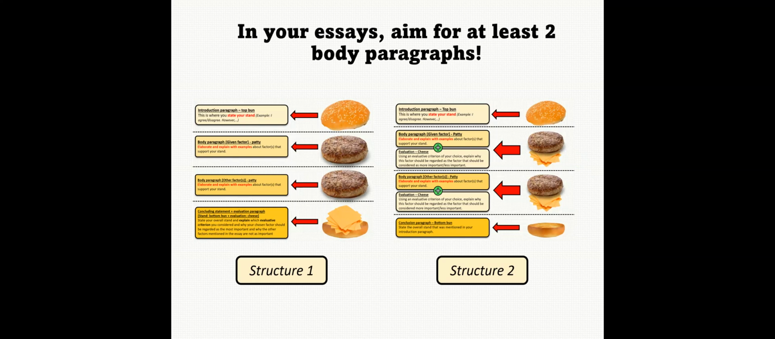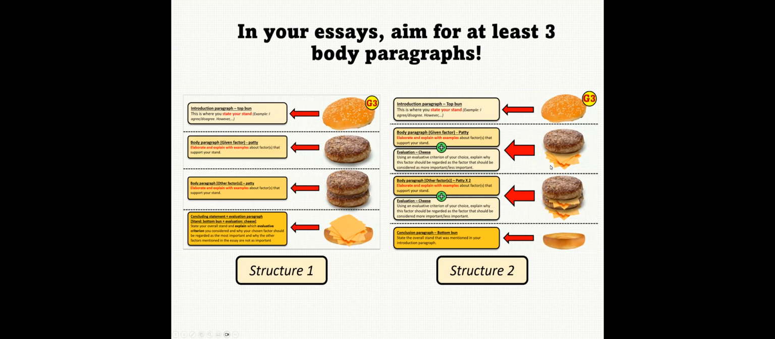In your essay, aim for at least 2 body paragraphs for G2. For G3 students, you'll want to aim for 3 body paragraphs. I know on this slide right here, it shows 2 patties, but 2 patties is for G2, 3 patties is for G3. So basically what you want to take note of is this number here, 2 for G2, 3 for G3. The difference between these two is where the cheese is located. This is the G3 one, and previously it was the G2 one.